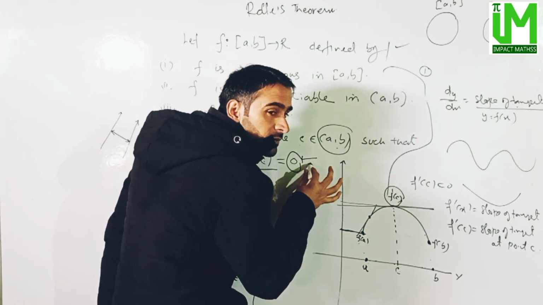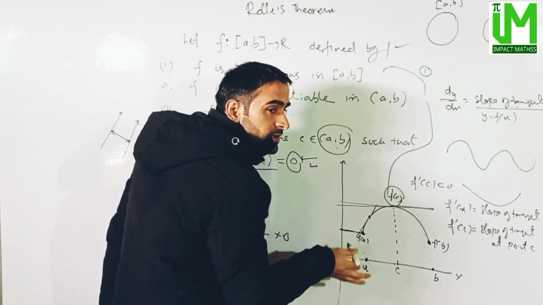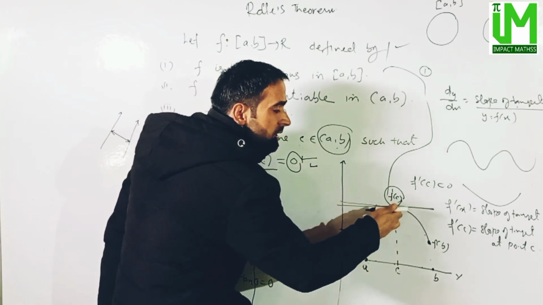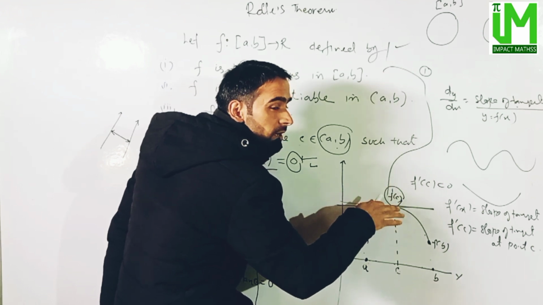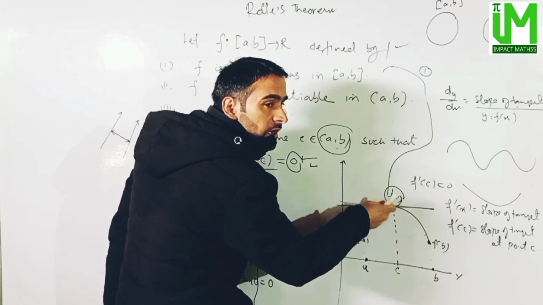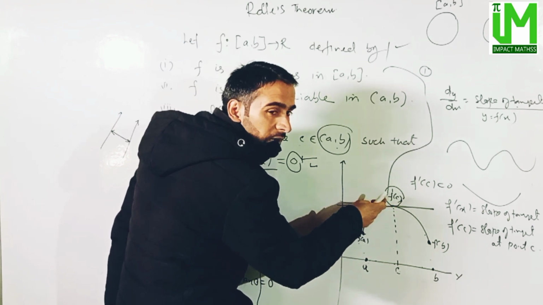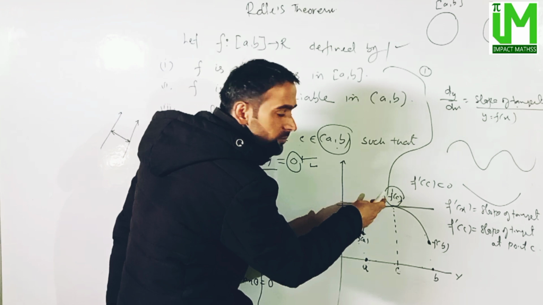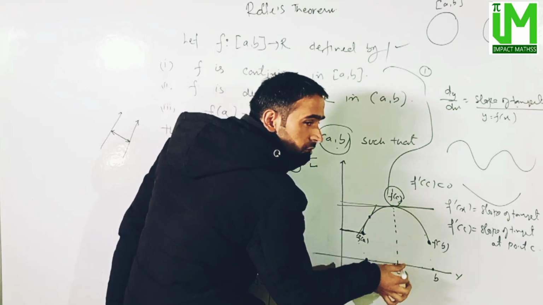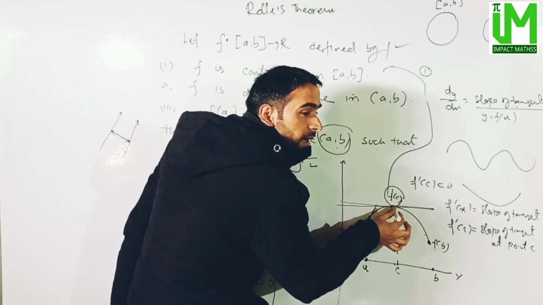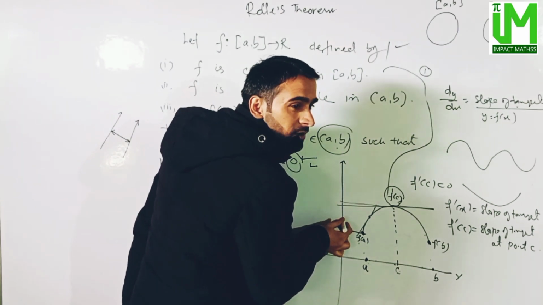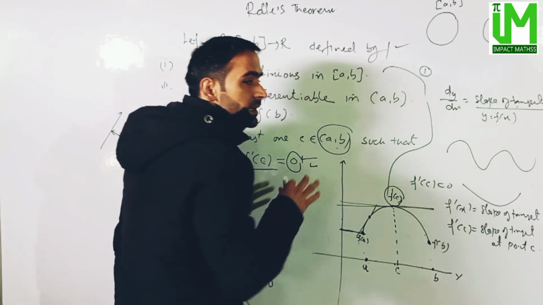The slope of that tangent is equal to 0. But the slope of the x axis is also equal to 0. What does this mean? The tangent and the x axis are parallel, because parallel lines have the same slopes. That means at point c, the tangent we draw is parallel to the x axis. So this is what actually the Rolle's theorem means.